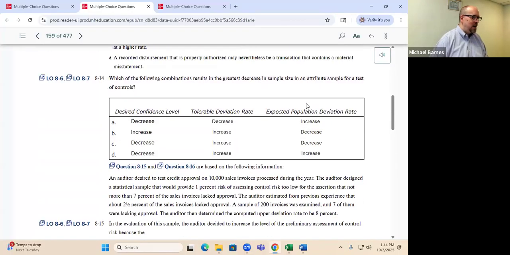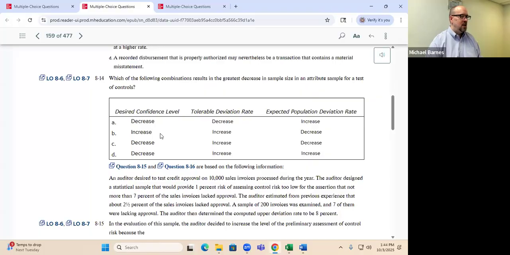814. Which of the following combination results in the greatest decrease in sample size in an attribute sample set for tested controls? All right. So let's just go through each of these one by one. So confidence level. Is confidence level directly related to sample size or indirectly related to sample size? Directly. Yeah, if the confidence level goes up, we need a higher, bigger sample. If it goes down, we need a smaller sample. So which would result in the greatest decrease in sample size? A decrease in confidence level. So we've got three options for a decrease.